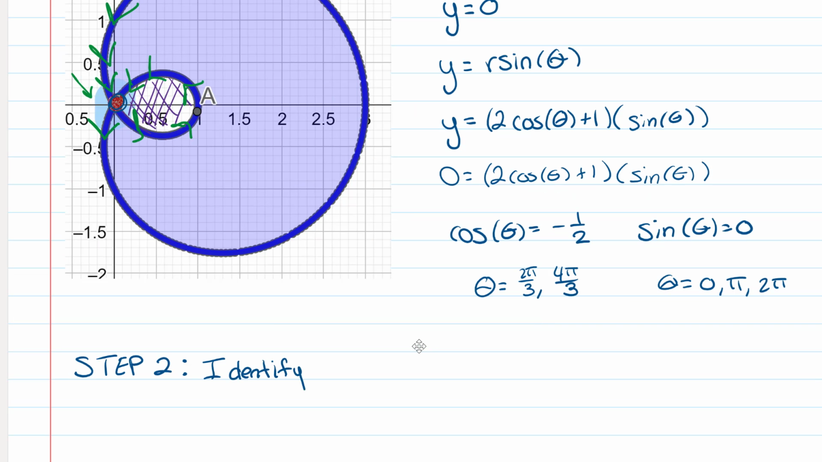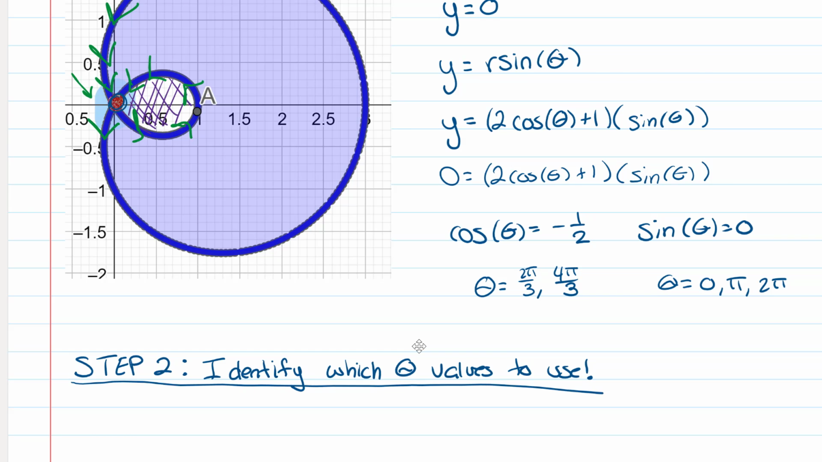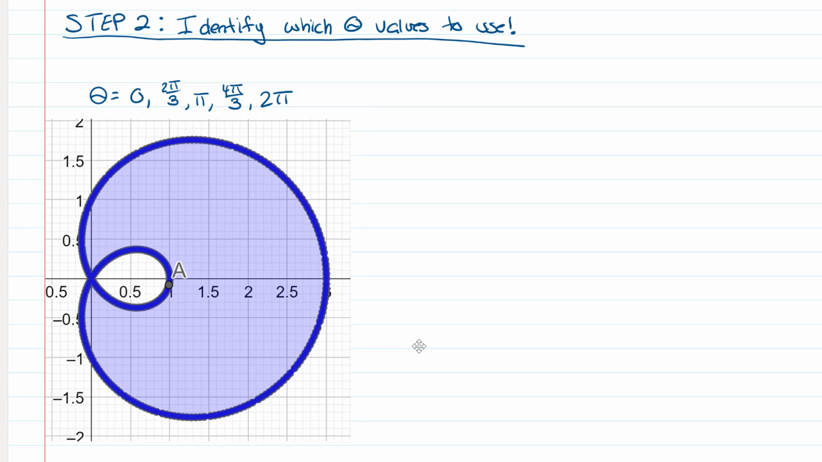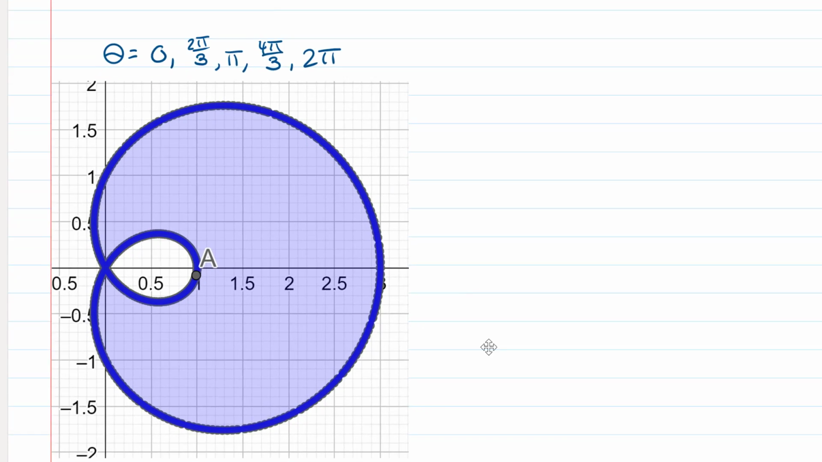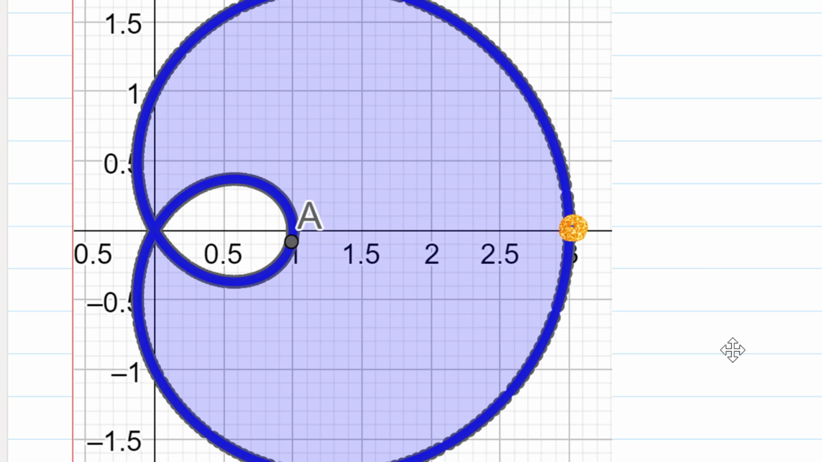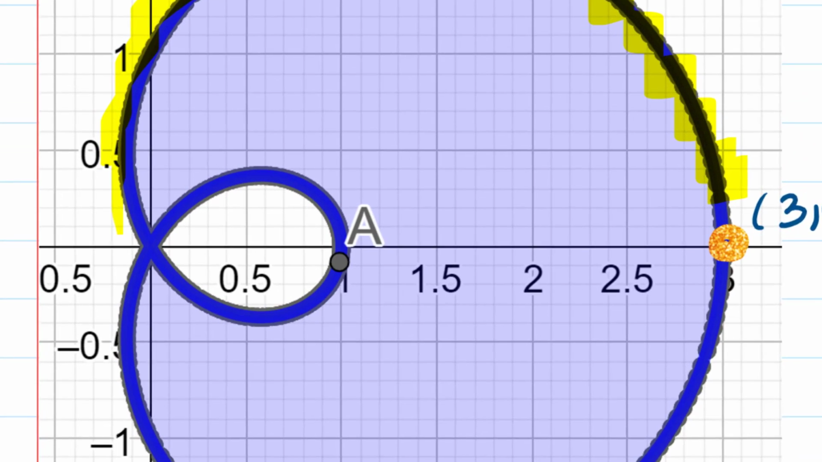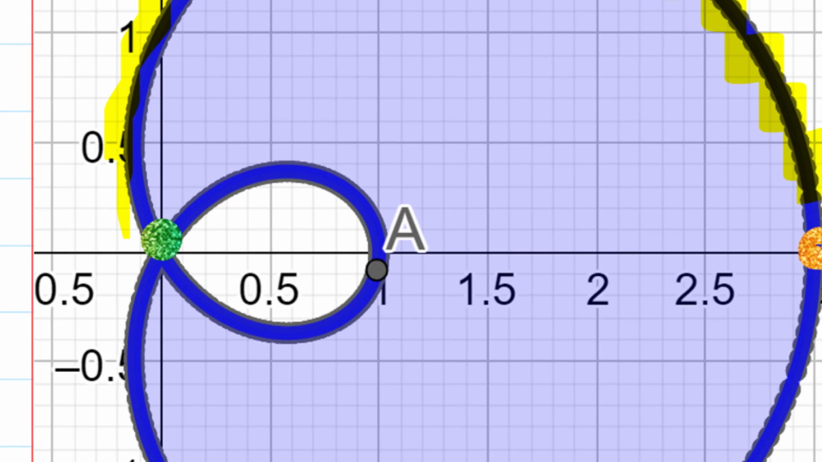So step 2 is to identify which theta values you want to use. My theta values are going to be 0, 2 pi over 3, pi, 4 pi over 3, and 2 pi. If I look at my graph, they have to go in order. So this point right here is where it starts. This is the point 3, 0, where theta is 0. If I trace the graph out, the next point where it's 0 happens right here. So that would be 2 pi over 3.